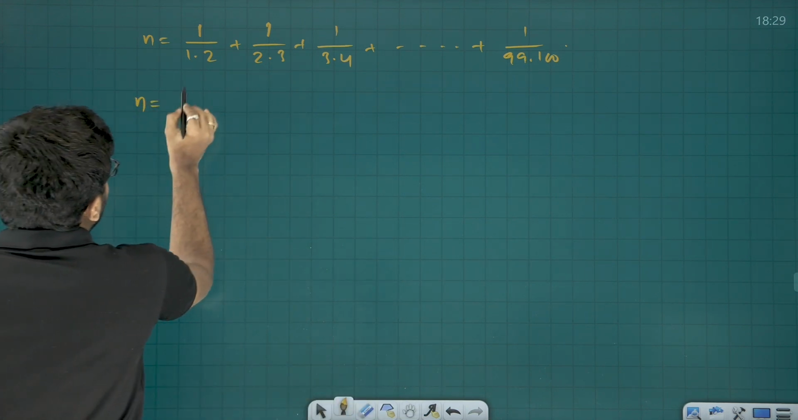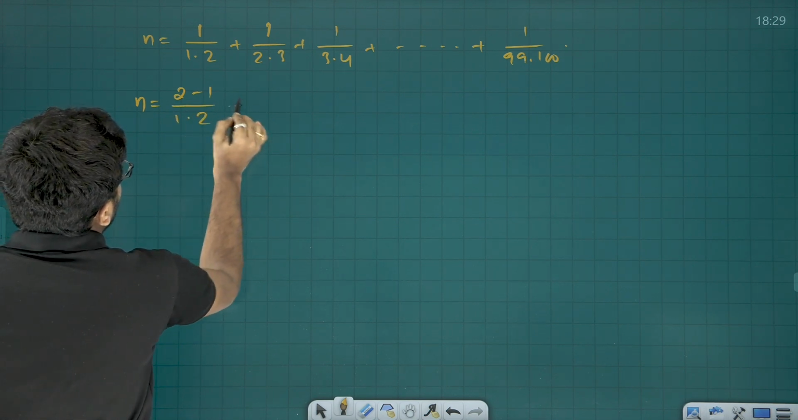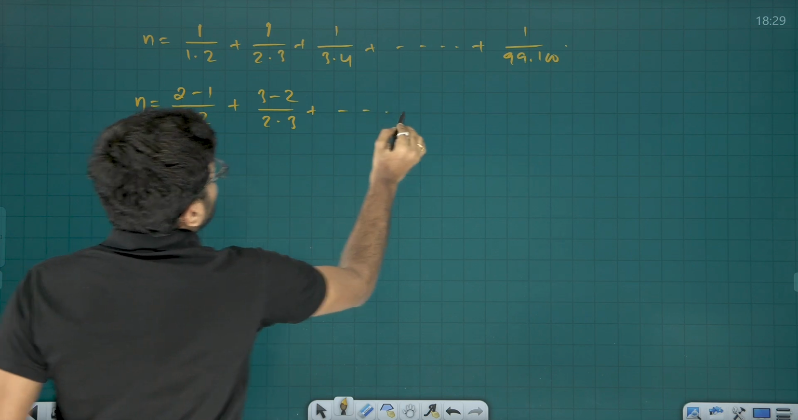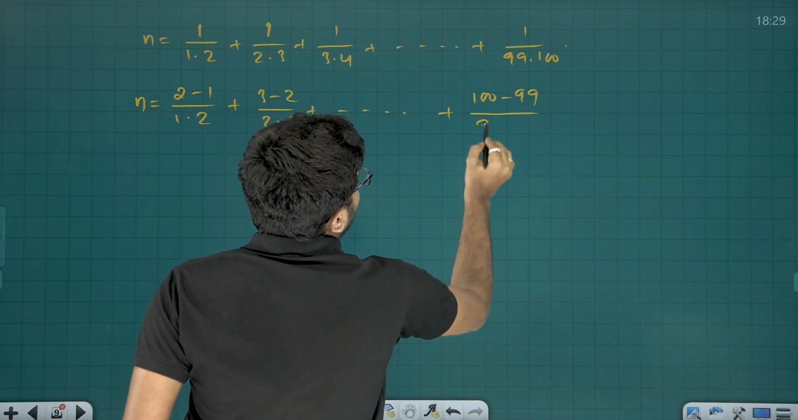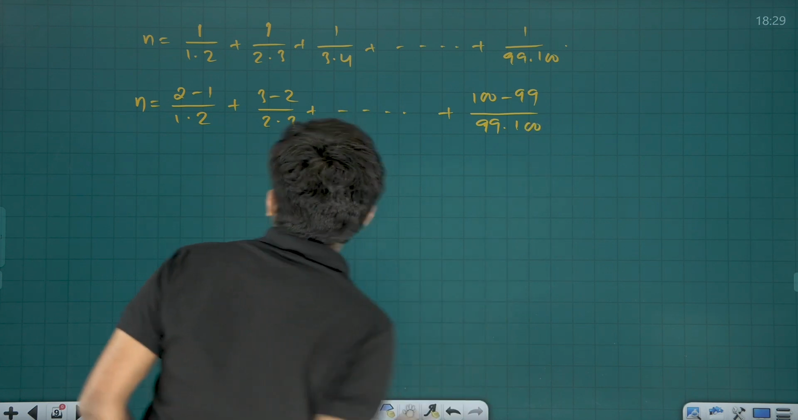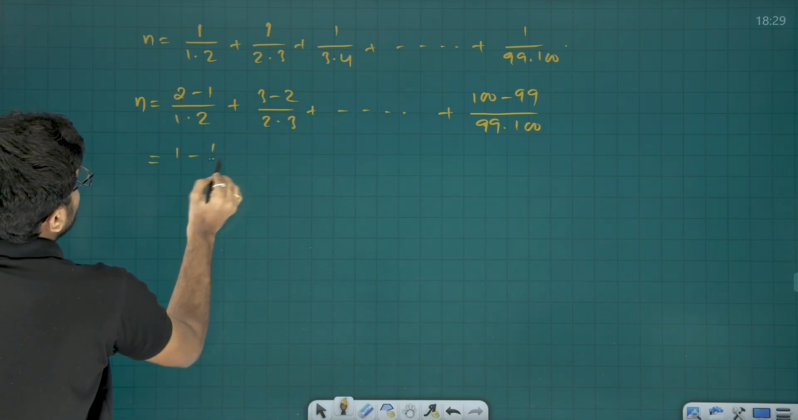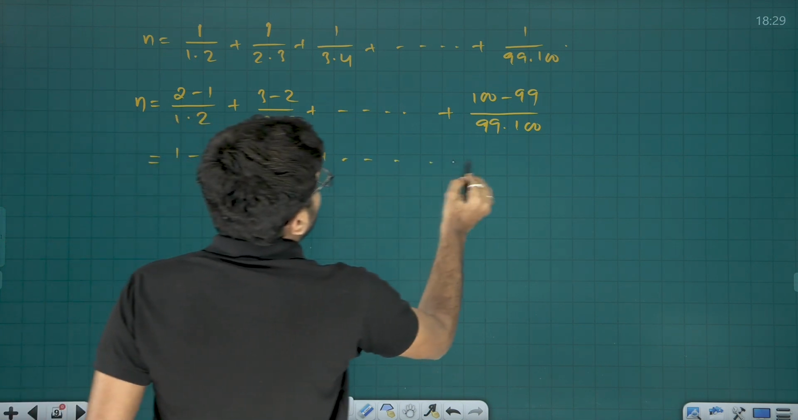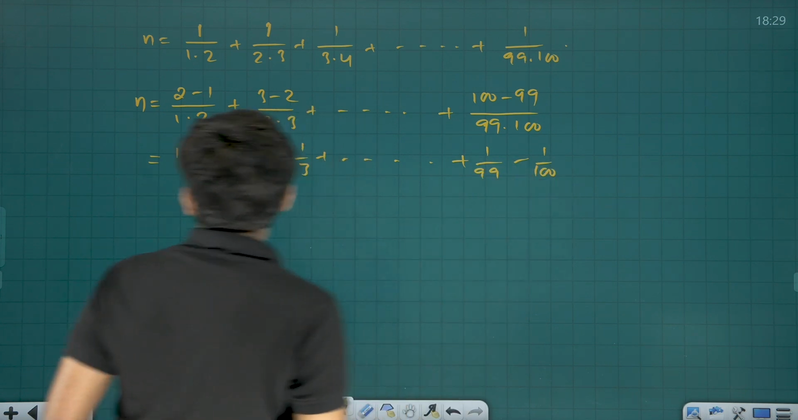So this 1 we can write as (2 minus 1) divided by (1 into 2), plus (3 minus 2) divided by (2 into 3), and so on, (100 minus 99) divided by (99 into 100). So when you simplify this, friends, 2 by (1 into 2) is 1 minus 1 by 2, plus 1 by 2 minus 1 by 3, and so on, plus 1 by 99 minus 1 by 100.